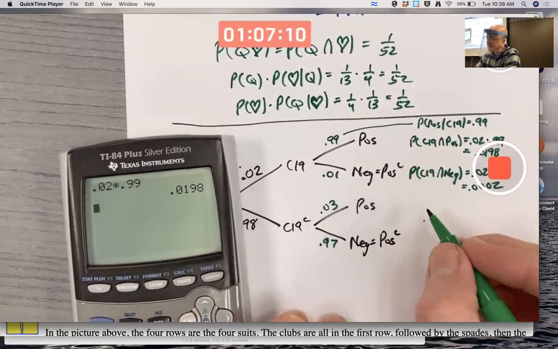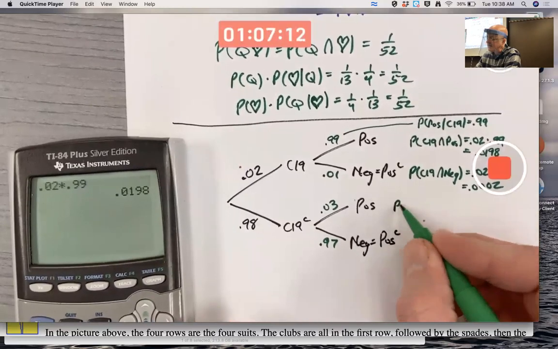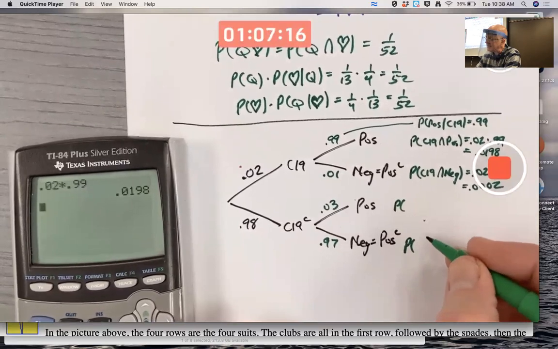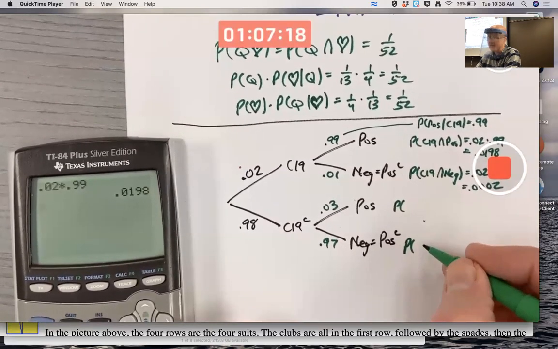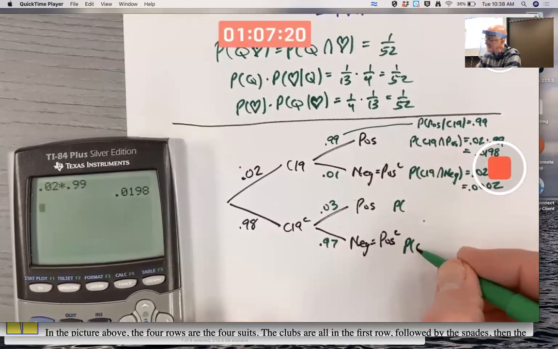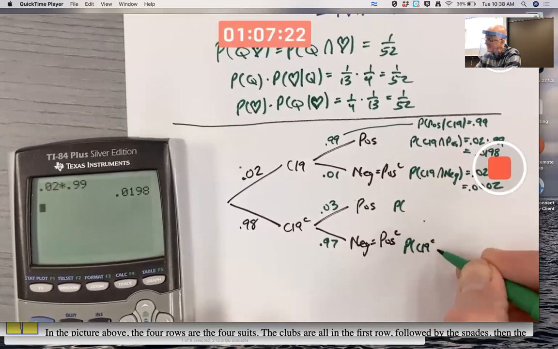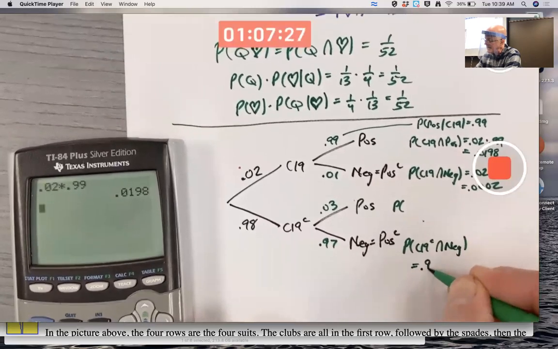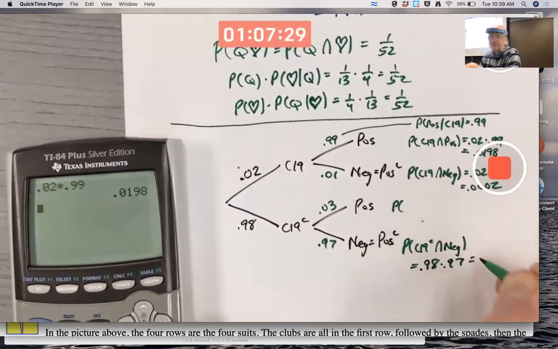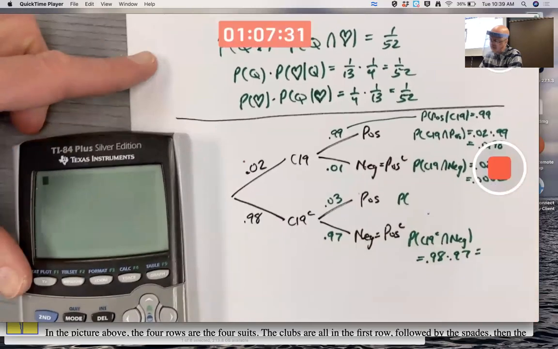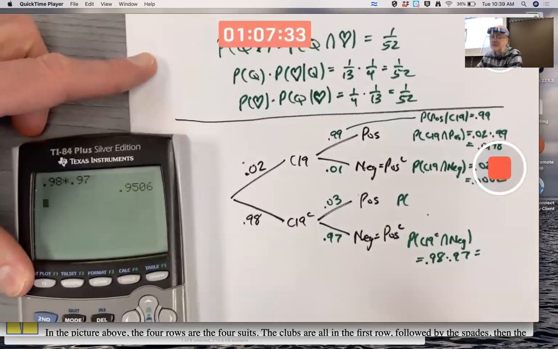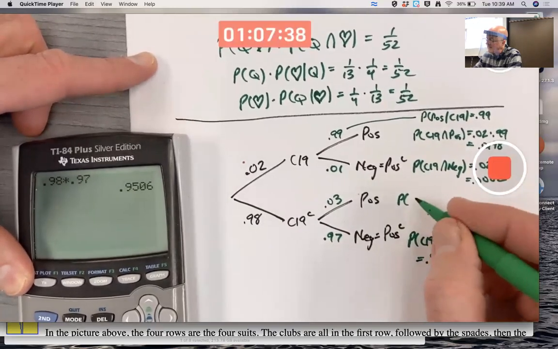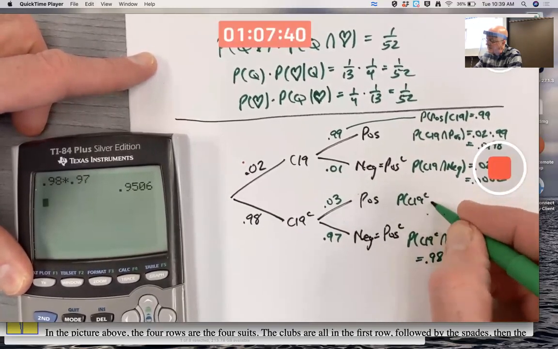But most of the people are going to not have it and they will test negative. The biggest product is down here. That's 0.98 times 0.97, which is 0.9506. And this one in here is another fairly small one.